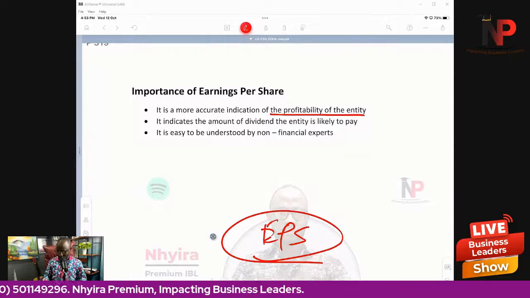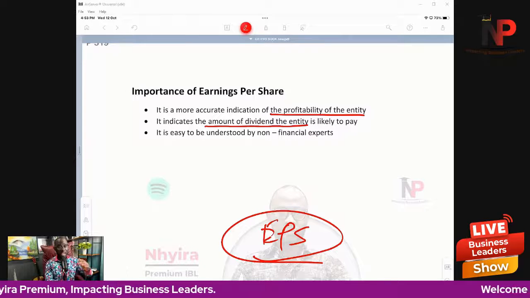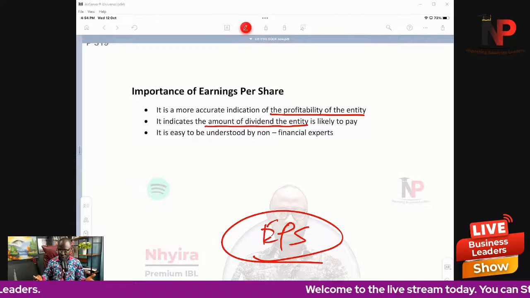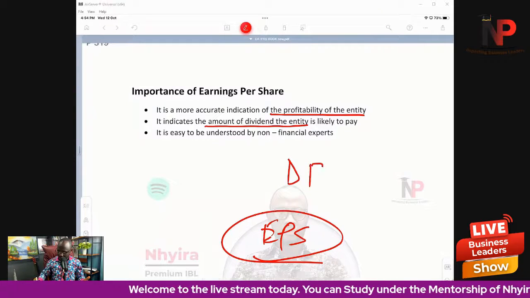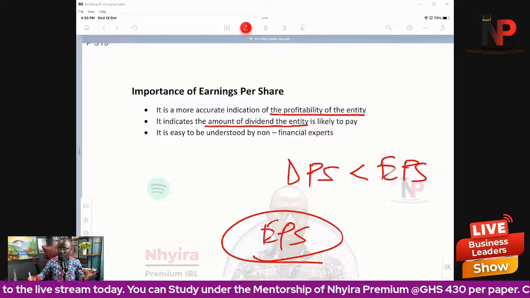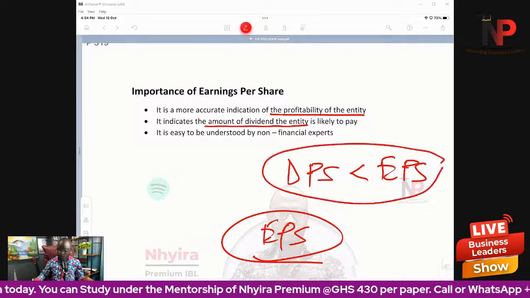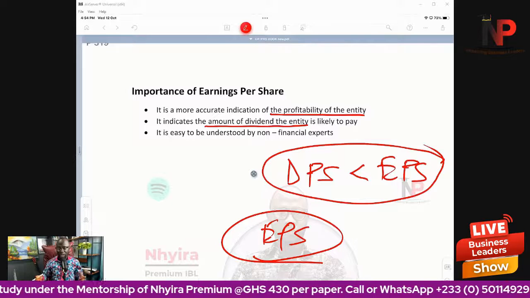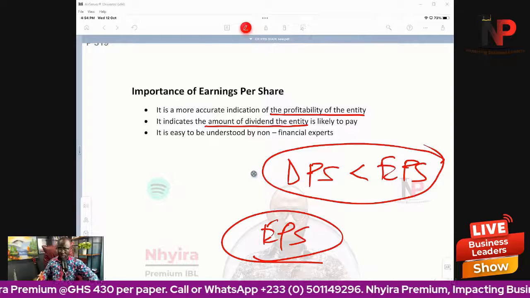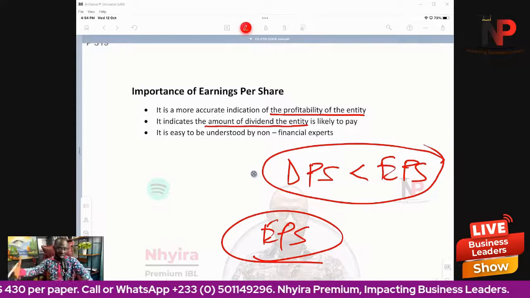Then it indicates the amount of dividend that the entity is likely to pay. Because again, if you go back to the investors ratio, we mentioned that the dividend per share is expected to be less than the earnings per share. The reason is because of retention of profit. However, the traditional rule is that the more earnings or the more profit the company makes, the more dividend it is likely to pay.